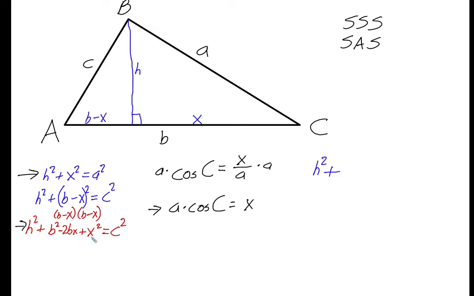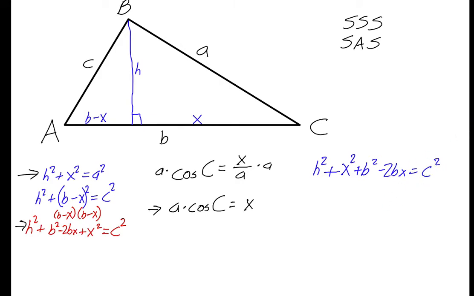These three terms, I'm just going to put them in a different order. I'm going to put the x squared first, and then the b squared, and then the 2bx. So it's a positive x squared, so I've got plus x squared. It's a positive b squared, so I'll put plus b squared. And a minus 2bx, so that's minus 2bx, equals c squared.